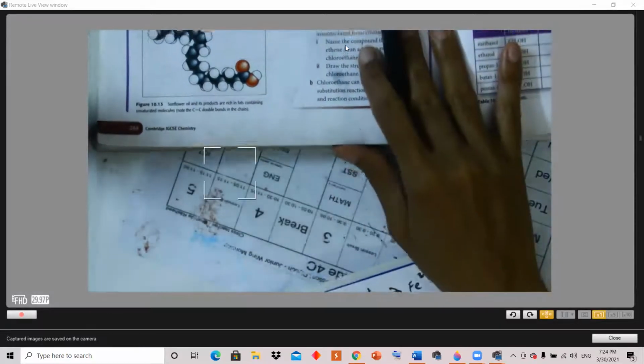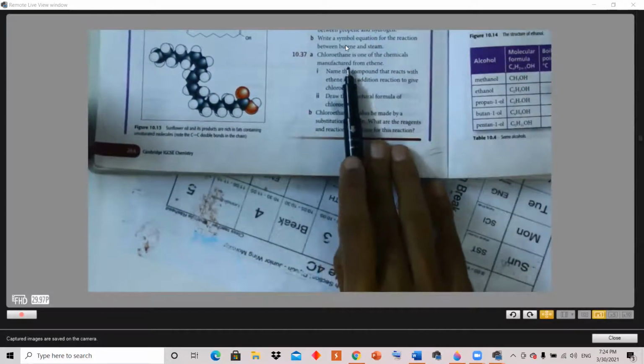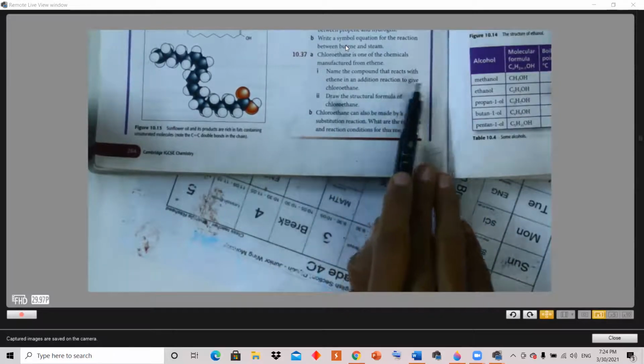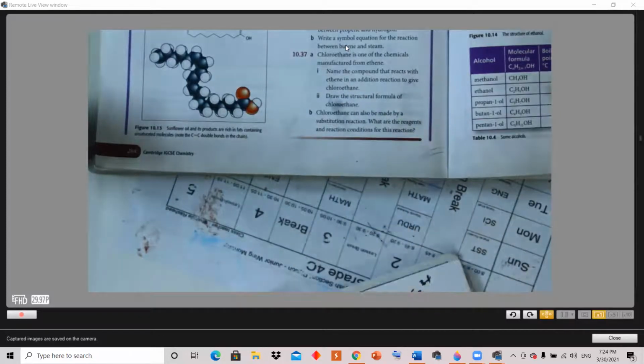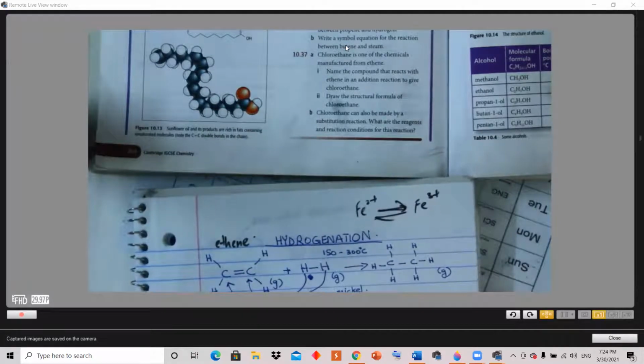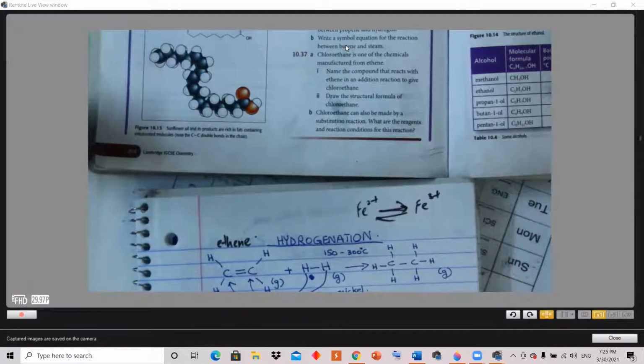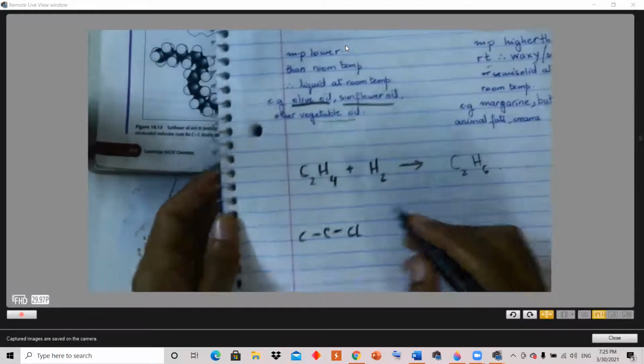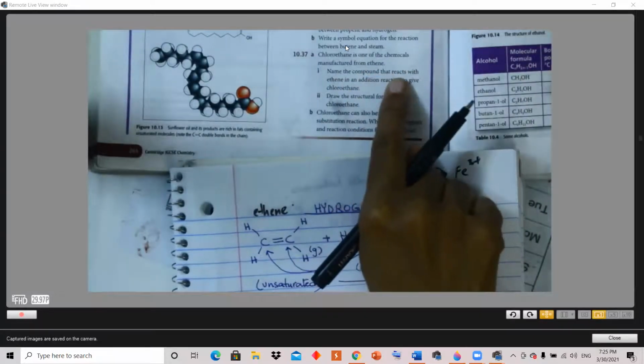Then chloroethane is one of the chemicals manufactured from ethene. Name the compound that reacts with ethene in an addition reaction to give chloroethane. Chlorine. Now, if you have chlorine, chloroethane, one of the chemicals, name the compound that reacts with ethene.